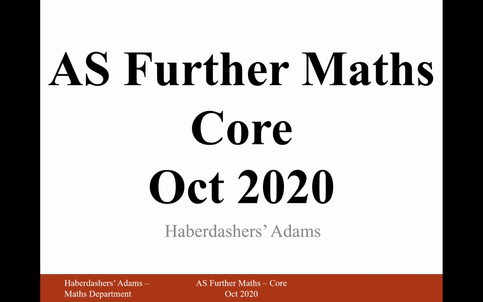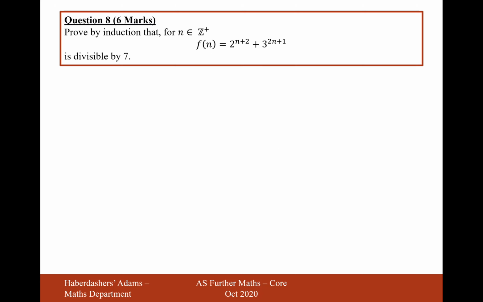Hello there and welcome to the October 2020 paper. Here we're looking at question 8, the proof by induction question for the paper. So, prove by induction that for n in the positive integers, f of n, which is 2 to the power of n plus 2 plus 3 to the power of 2n plus 1, is divisible by 7. So let's get started in part 1.